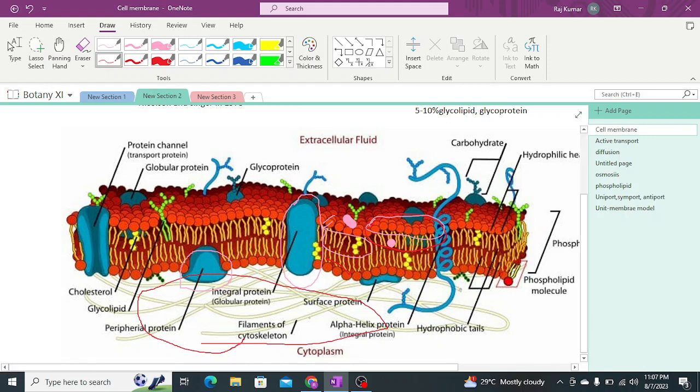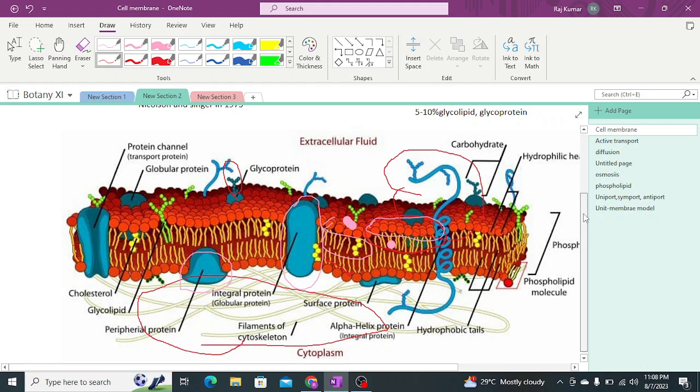Afterwards, we have glycoproteins. If carbohydrates are attached to the peripheral protein, then this is known as a glycoprotein. If the carbohydrates are attached directly to the phospholipid bilayer, then this is known as a glycolipid. Both have the same function: to detect chemical messages and act as receptors. On the other hand, these are examples of globular protein.